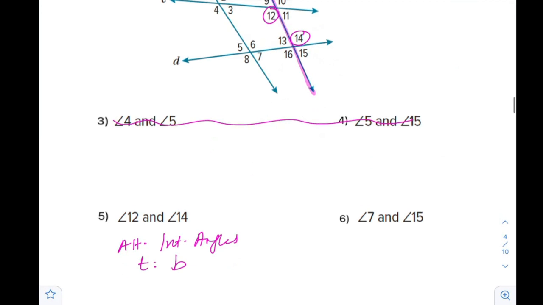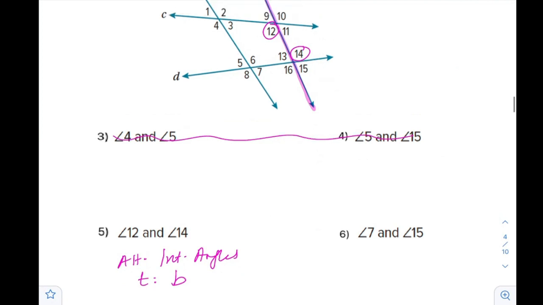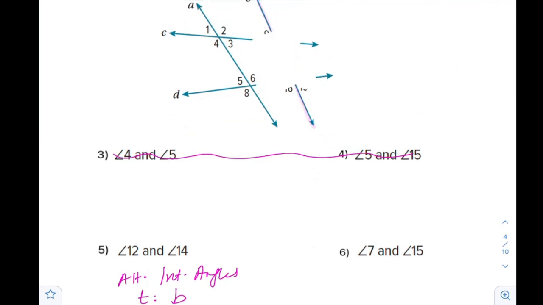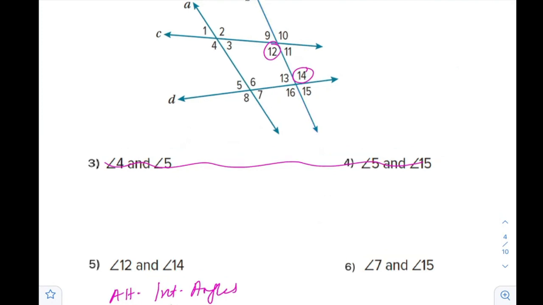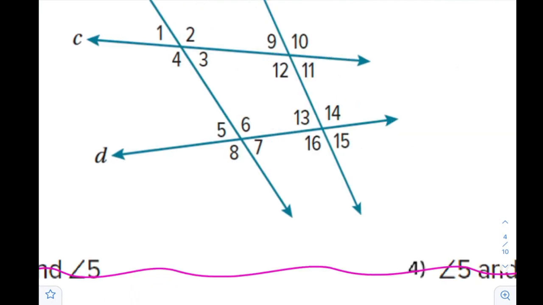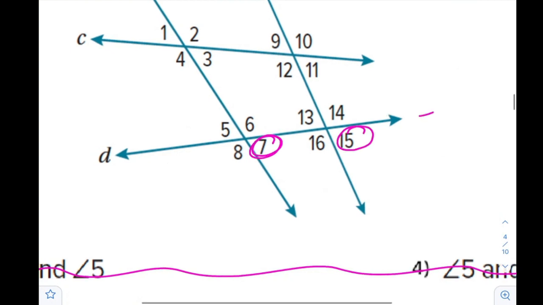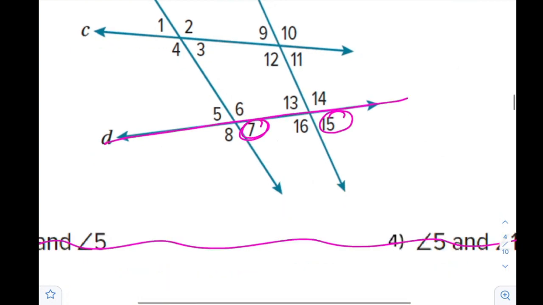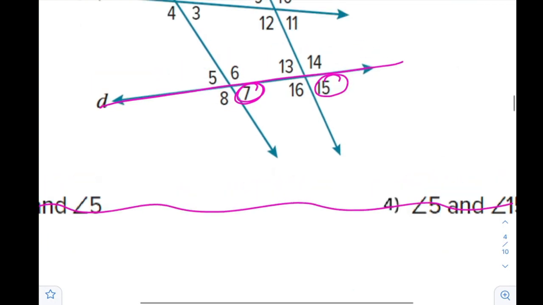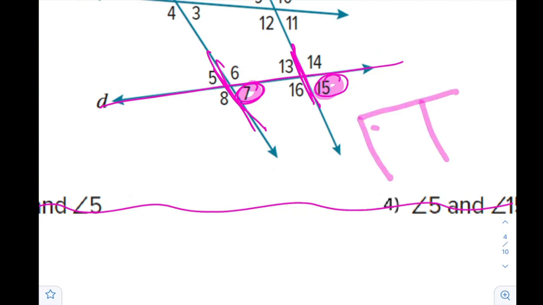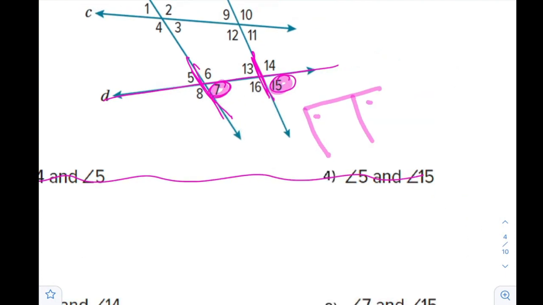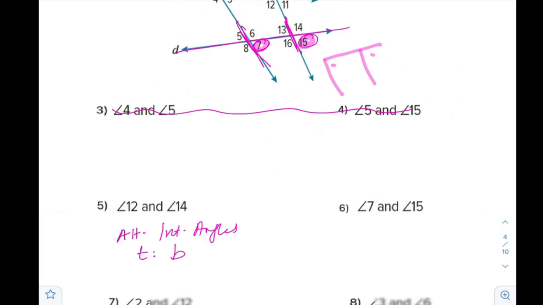Next, angle 7 and angle 15. Let's highlight it. 7 and 15. They are both lying on this line. As you see, this line cuts this line and the other line. So let's see what's the relation between this and that angle. As you see, they are forming like letter F. One interior, one exterior, both on the same side of the transversal.